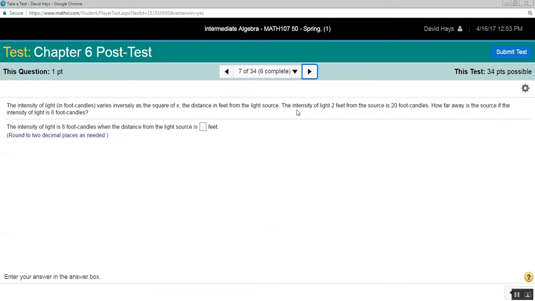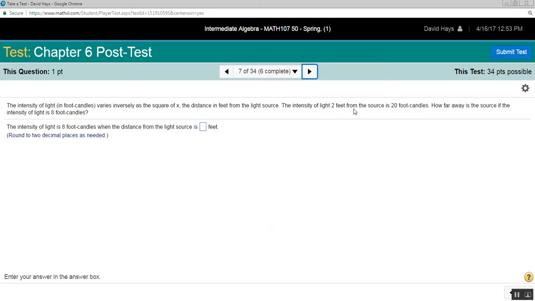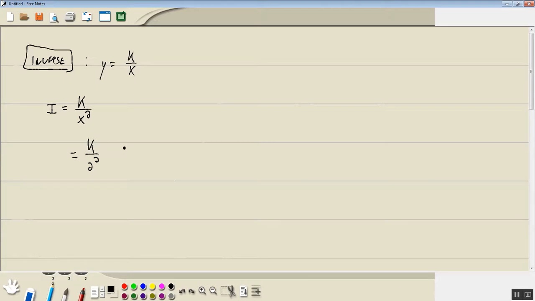Now we need our one example. It says the intensity of light 2 feet away from the source. And x is distance in feet, so that would be our distance. So that's 2 squared. We put 2 in for x. The intensity of light 2 feet from the source is 20 foot candles. So I would be 20.